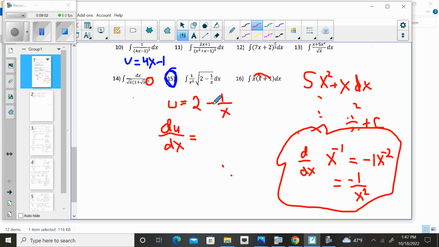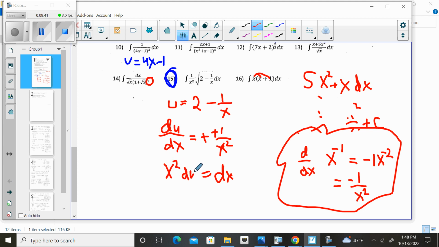Okay, so derivative of 2, that's 0. Derivative of -1 over x is actually 1 over x squared. Okay, so that's kind of convenient that I have a negative and then a negative, so that becomes a positive. Okay, so if I solve for dx, right, let me think in terms of cross multiplying this. Okay, if I cross multiply this, I get dx equals x squared du.